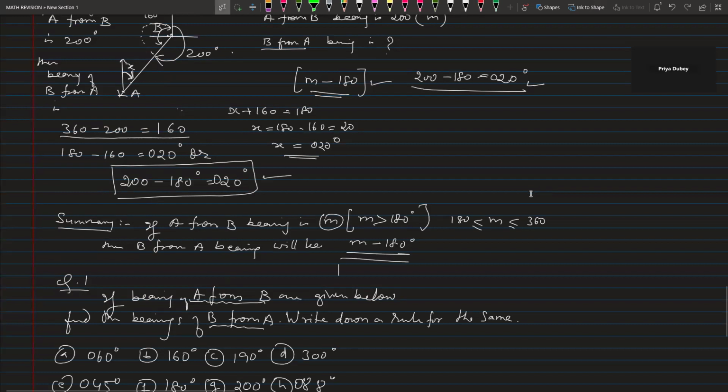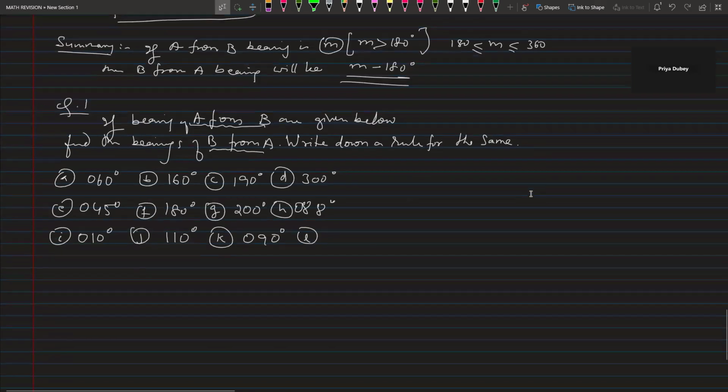Now, this explanation that I have given you on bearing, I have explained to you the whole background of bearing properly. Lifelong you will never make any mistake in bearings at least.